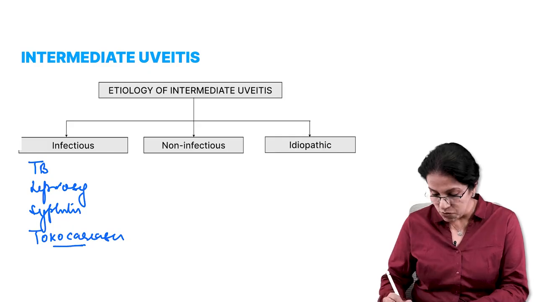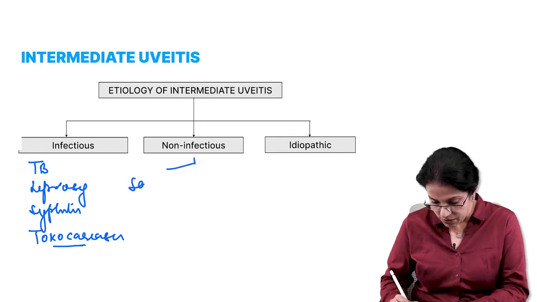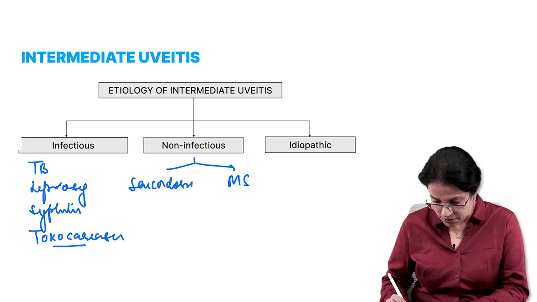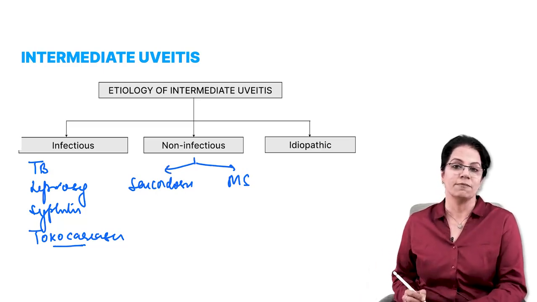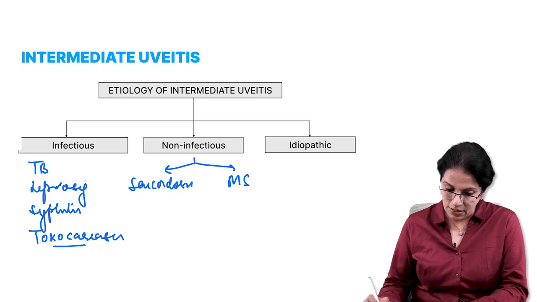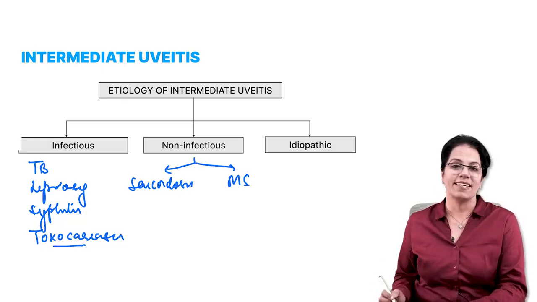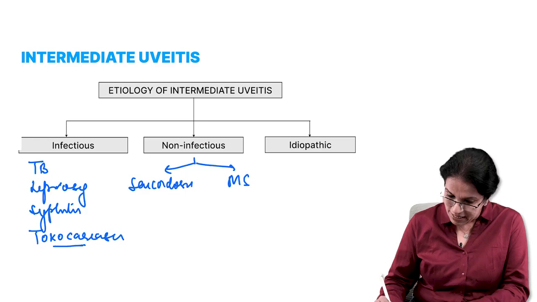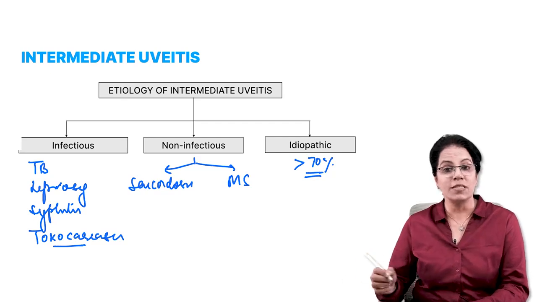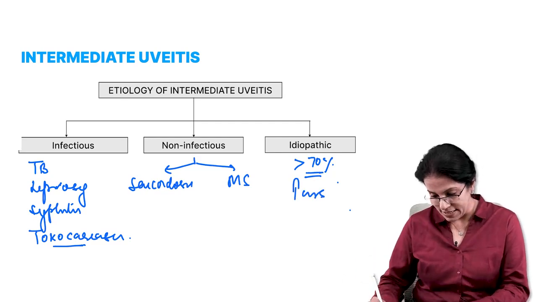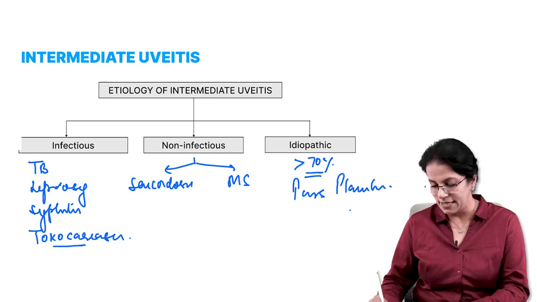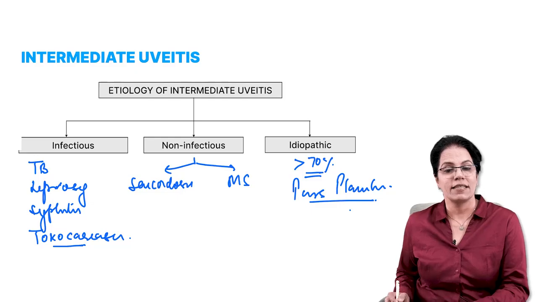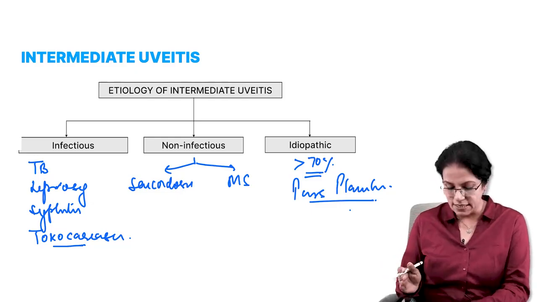Coming to non-infectious, two very important ones. One is sarcoidosis and second is multiple sclerosis. Don't forget multiple sclerosis. And the third is idiopathic. When you say idiopathic, more than 70% of all the cases are idiopathic. And this is what is called pars planitis, right? So, this is pars planitis. So, that was our intermediate uveitis.